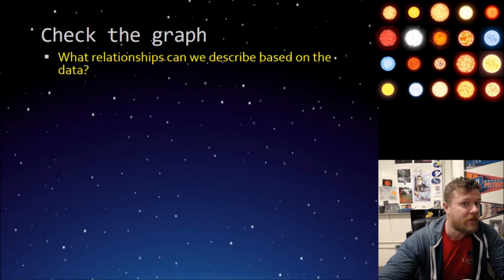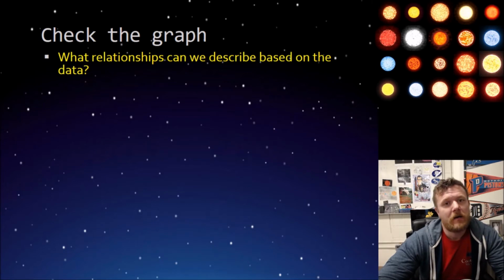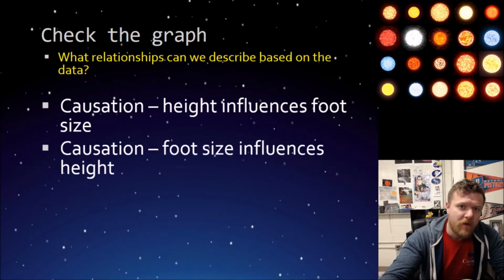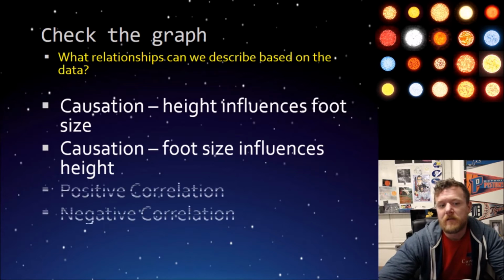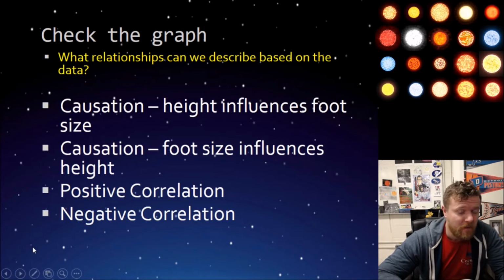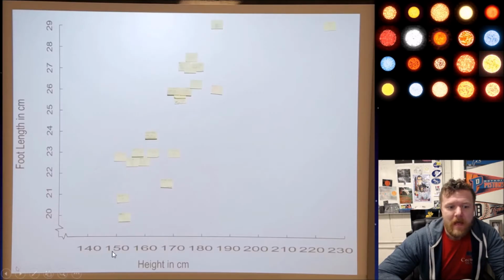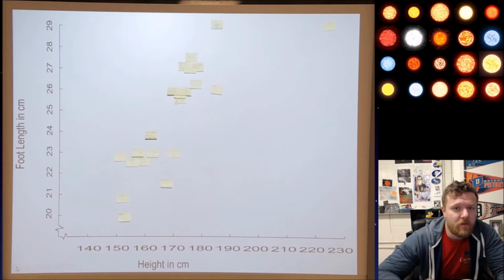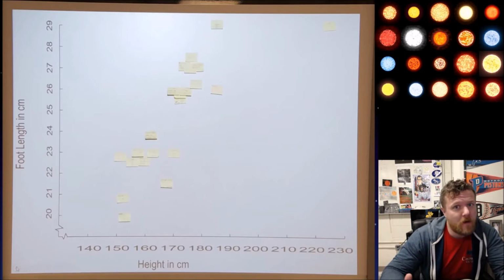After that graph is done and we take a look at it, we try to figure out if there's any relationship based on the data that we see. Can we say that somebody's height causes them to have a certain size foot? Or can we say that your foot causes you to have a certain size height? Would we say that that is a positive correlation or a negative correlation? Well, this is positive. As the height gets bigger, the length of that person's foot is going to also get bigger. There is a reason why people that are taller have bigger feet. It has to do with the DNA.